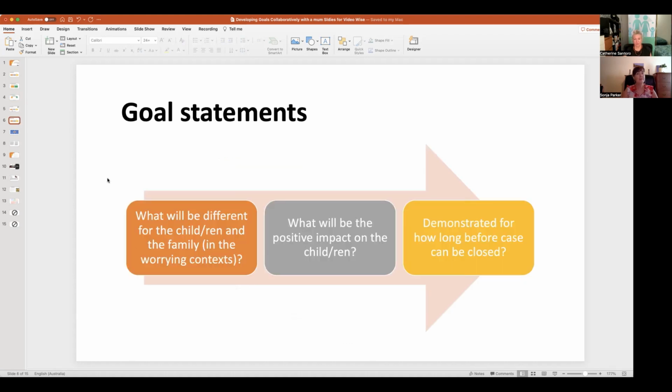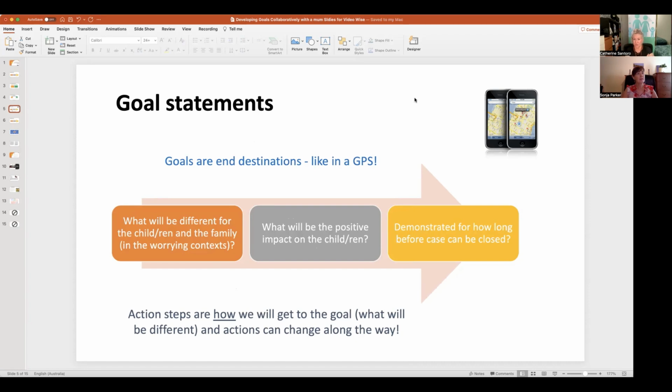Yeah. One of the things the formula does is help us really get clear about the goals, because what often happens in case planning practice, especially with people that are new to developing goals collaboratively with families or new to casework, is that they often get confused between action steps and goals. So the goal statement formula helps us unpack that. And goals are like end destinations, like a GPS in your phone. It's where we want to get to, or where the family wants to get to, so that those worrying things are not occurring anymore. So goals are end destinations.